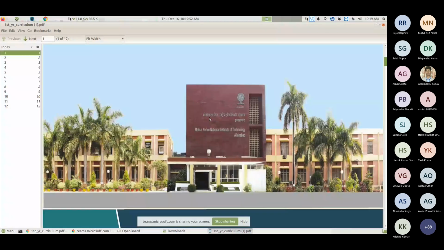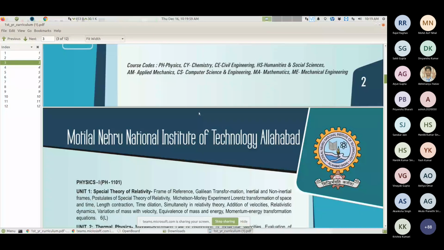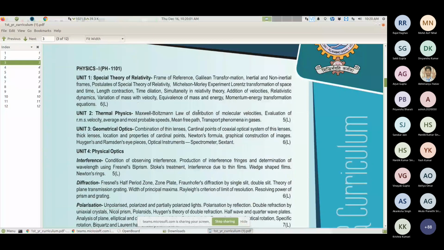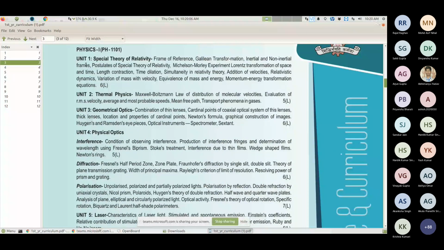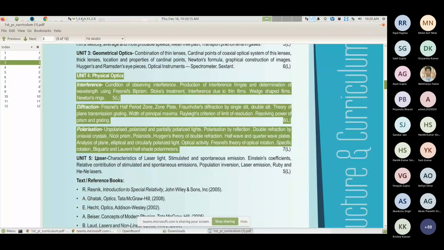So this is the courses you will learn in first semester, and the syllabus of each course is here. So what do you see? Unit 1, Unit 2, 3, 4. Fourth unit is quite big, up to here, and Unit 5. So it's a 5-unit syllabus.